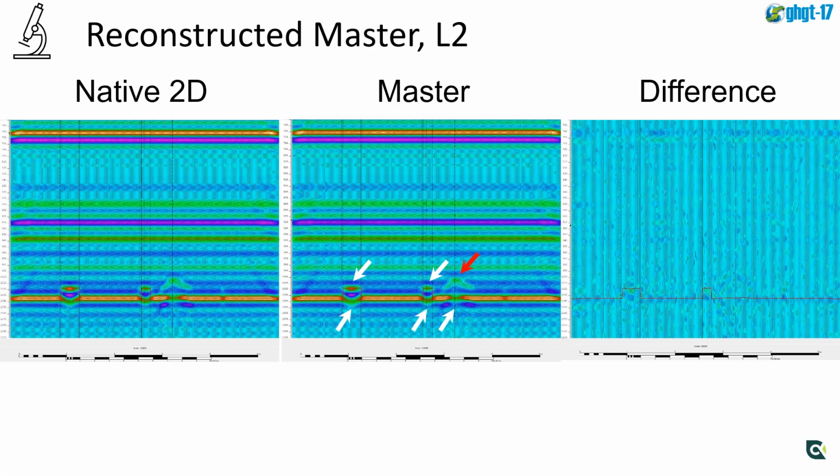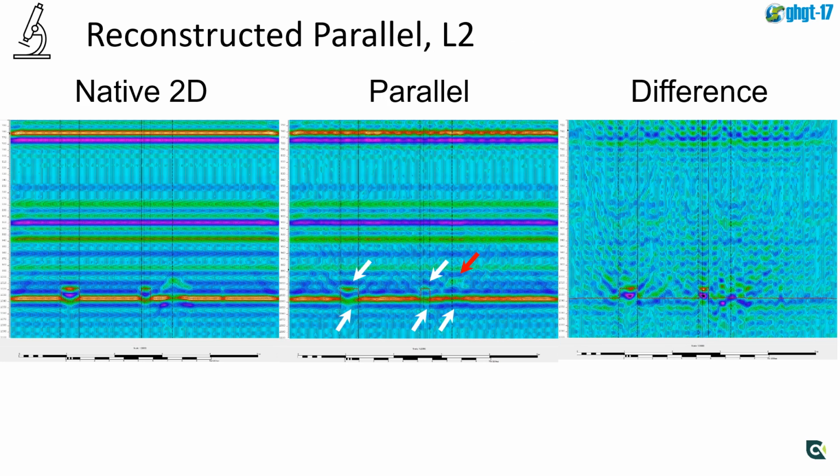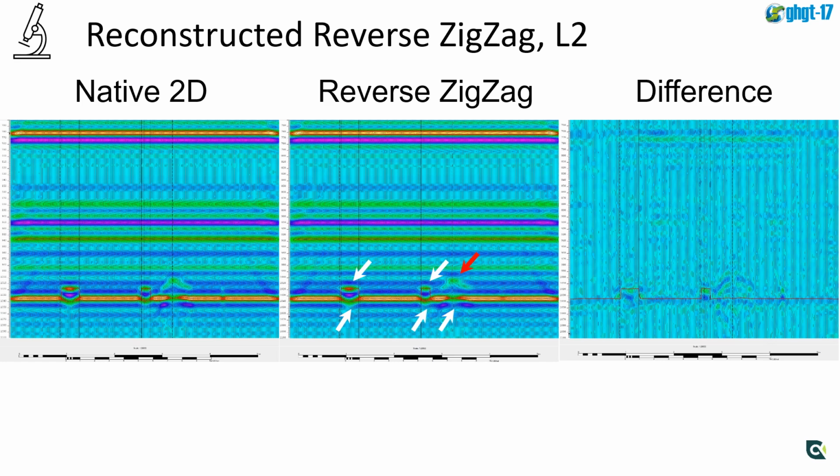So let's go through the same comparison we did for line 1, but now for line 2, where we compare the native 2D line 2 on the left, the reconstructed line 2 in the middle, and the difference on the right. And if you look at this, the first comparison is the reconstruction from the master geometry. The master looks really just like the native 2D line. It has a very small difference. How about for the subgeometries? The orthogonal geometry, very similar. The parallel geometry, not good. Just like in line 1, for line 2 the parallel geometry reconstruction of line 2 is poor. The zigzag is good. It's a lot like the orthogonal. And the reverse zigzag is very similar as well.